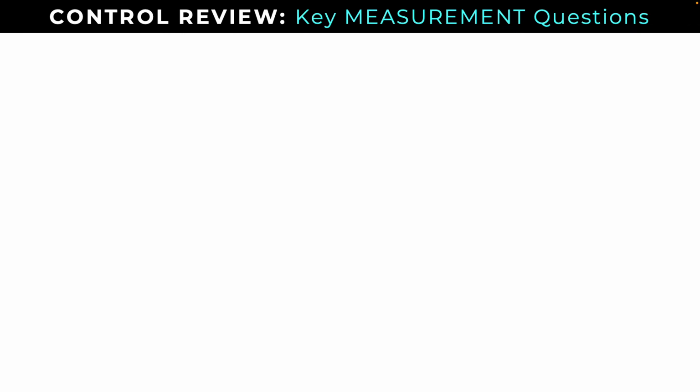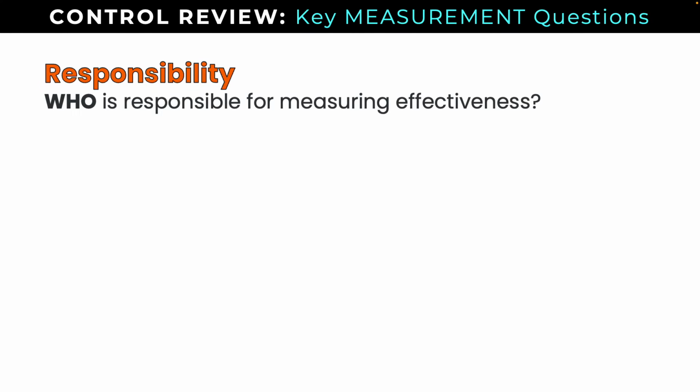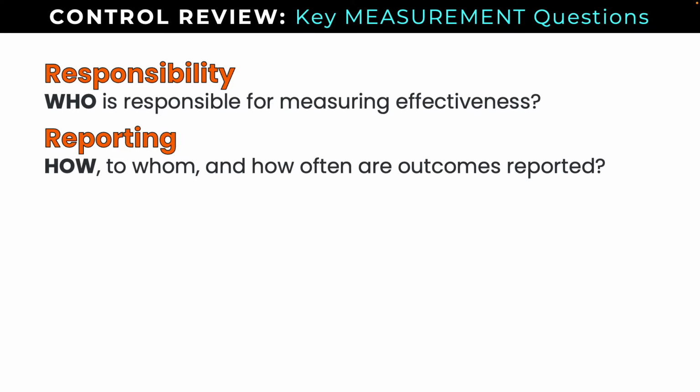And then key measurement questions. So responsibility. Who is responsible for measuring effectiveness? We need monitoring, reporting, and effective metrics in place, but who's going to be responsible for measurement? From a reporting perspective, how, to whom, and how often are outcomes reported? So we ensure that our controls continue to be effective, and everybody knows.